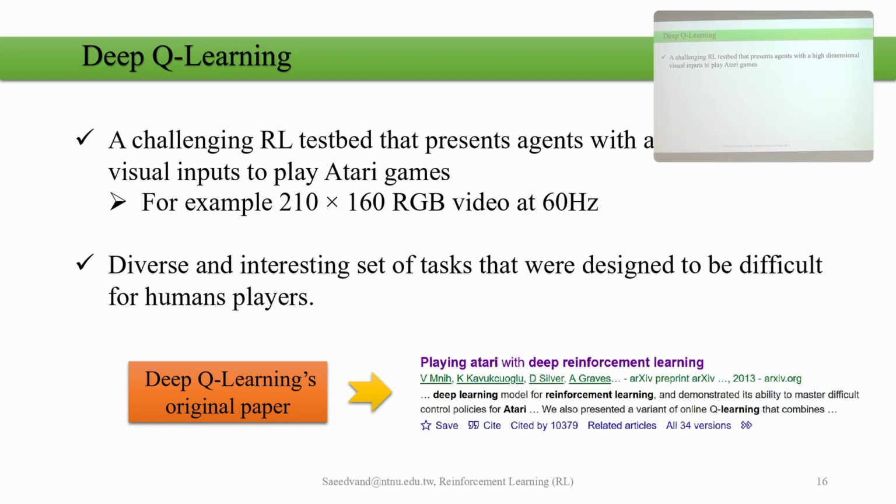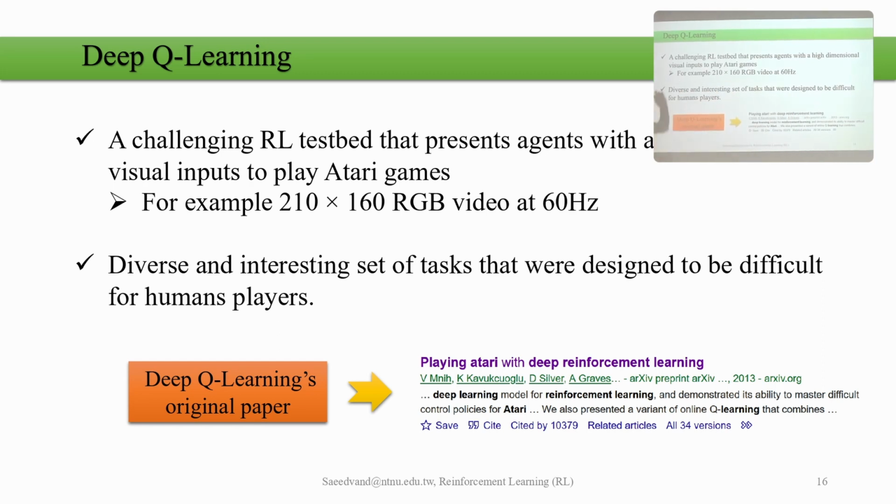A challenging reinforcement learning testbed that presents the agent with high-dimensional visual input to play Atari games is, for example, an RGB pixel frame, like 210 times 160, at 60 hertz. Then the output will be diverse, as are the tasks that we want to do, and some of the tasks are also difficult for video game playing and for solving with deep learning.